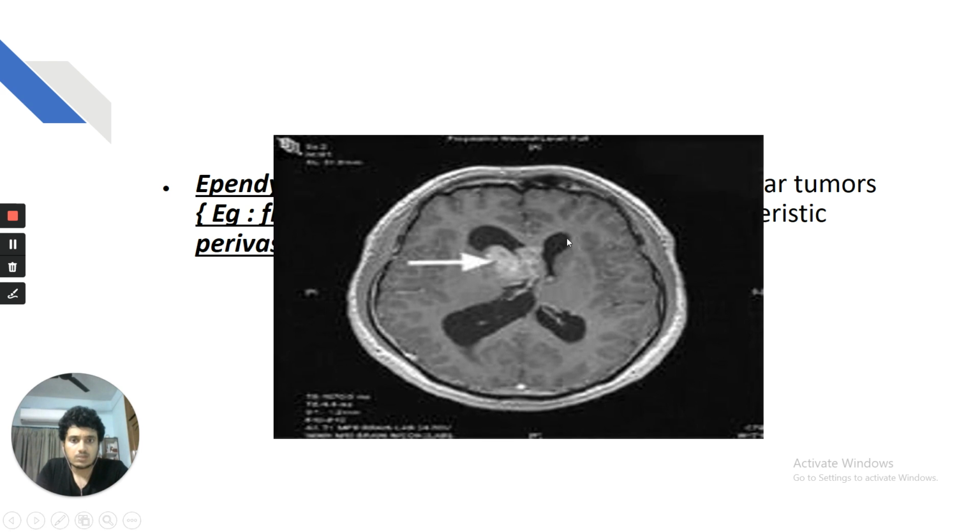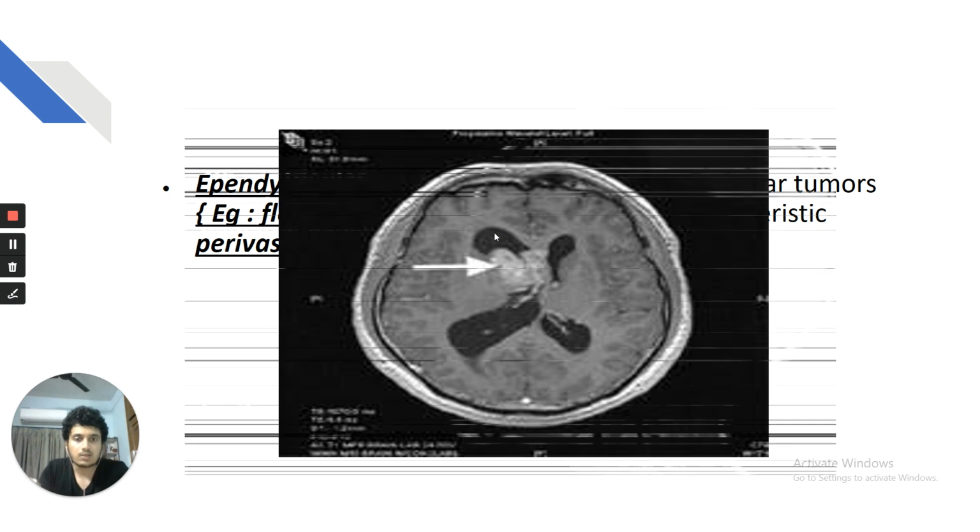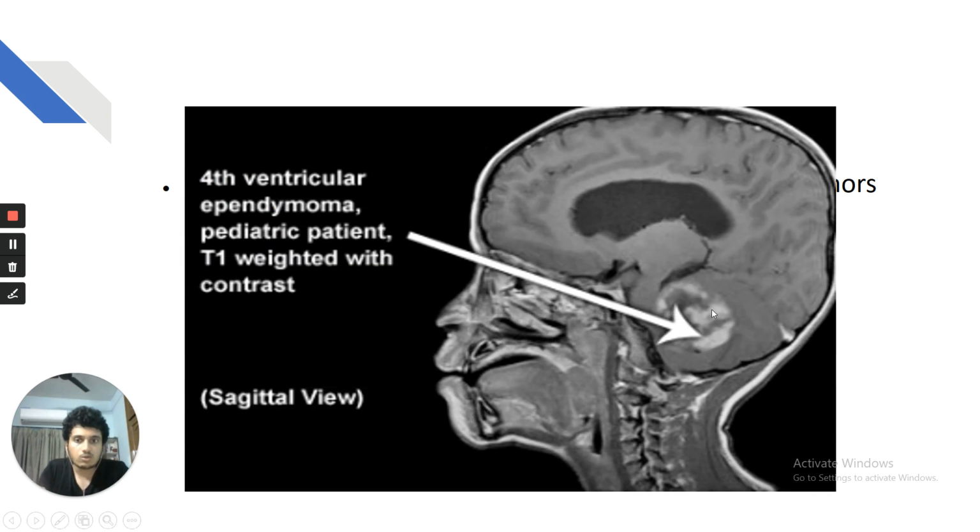So, this is classically a tumor within the lateral ventricle of the brain. Again, my dear friend, this is not the common location of ependymoma. Ependymoma is more commonly located in the fourth ventricle. So, this is a classical tumor within the fourth ventricle, ependymoma, with a classical T1 weighted image with contrast.